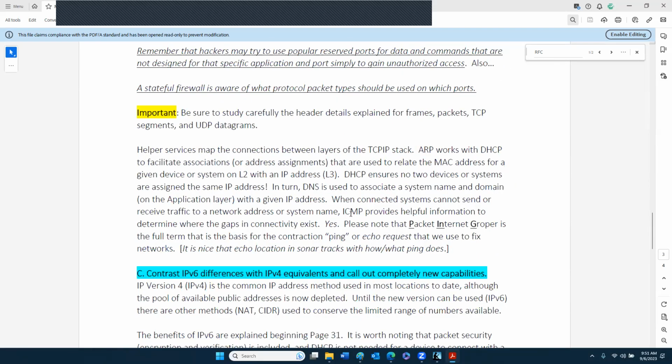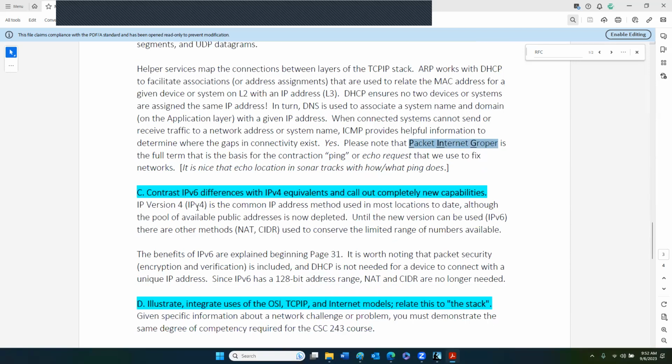So ping is often called echo request. You need to know the different names for ping, and I do want you to know that packet internet groper is another expression that means ping, and your author explains, yeah, but they were really thinking of sonar and submarines when they came up with that name. So it's convenient that they kind of all fit together.